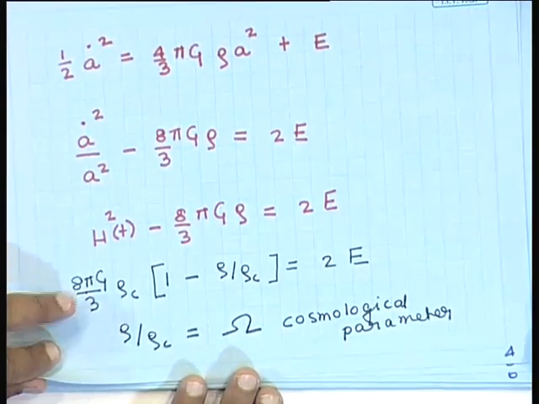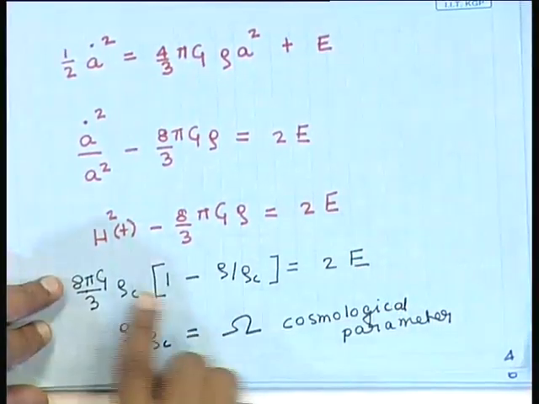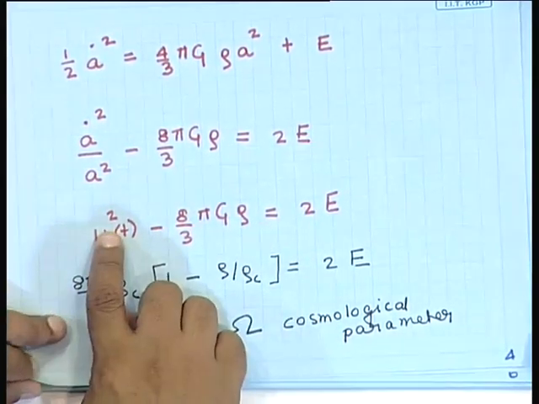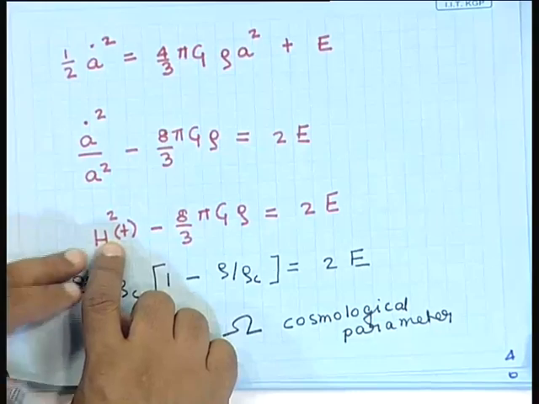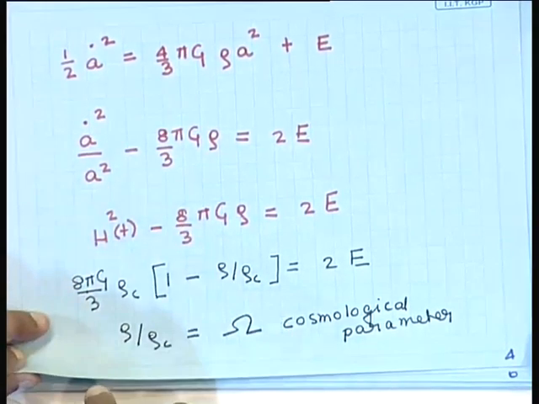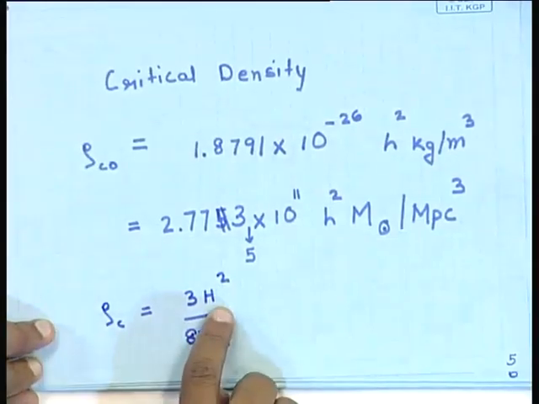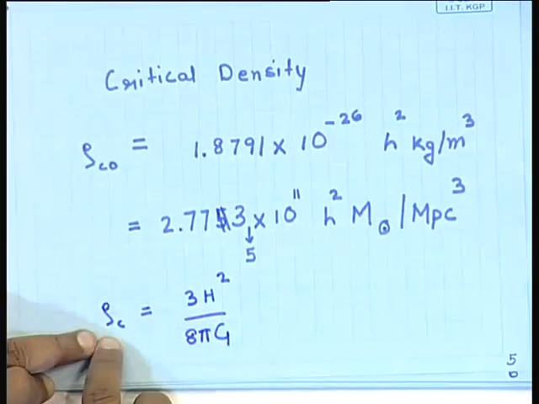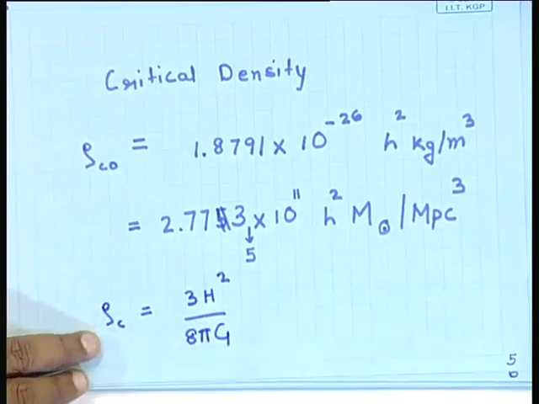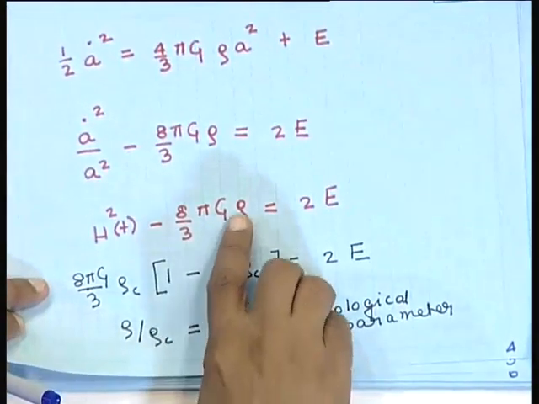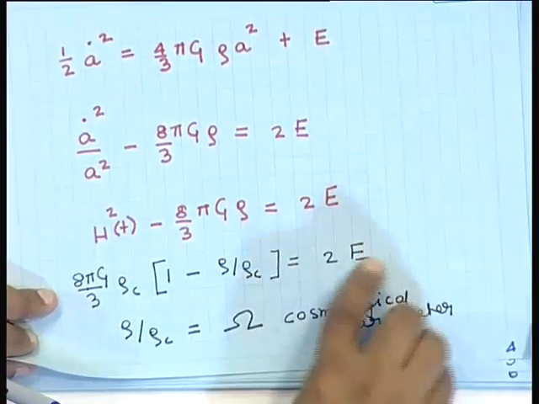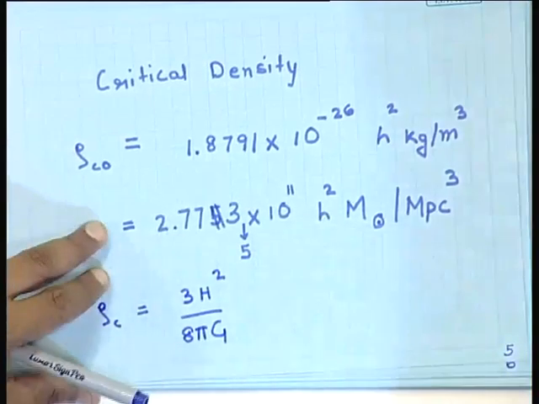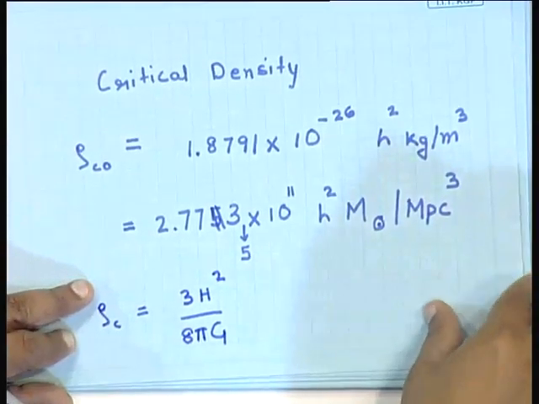So, the value of E is determined by the Hubble parameter and the actual density of the universe, and it is convenient to convert the Hubble parameter to an equivalent density. How? Take the Hubble parameter, square it, multiply by 3 and divide by 8 pi G, that gives us a density called the critical density, and the ratio of the actual density to the critical density decides the value of E. And I had also worked out the value of the critical density.